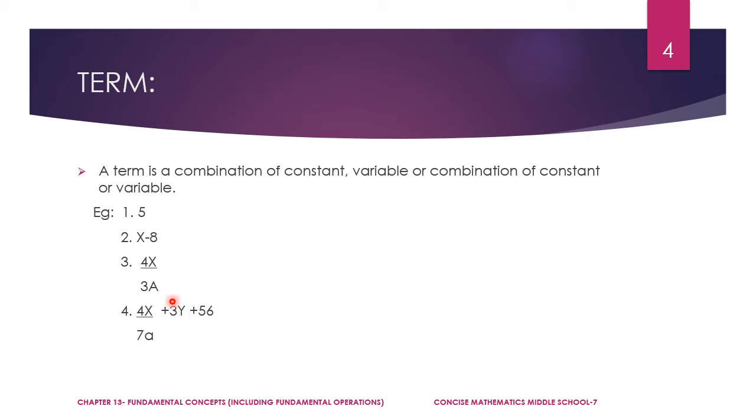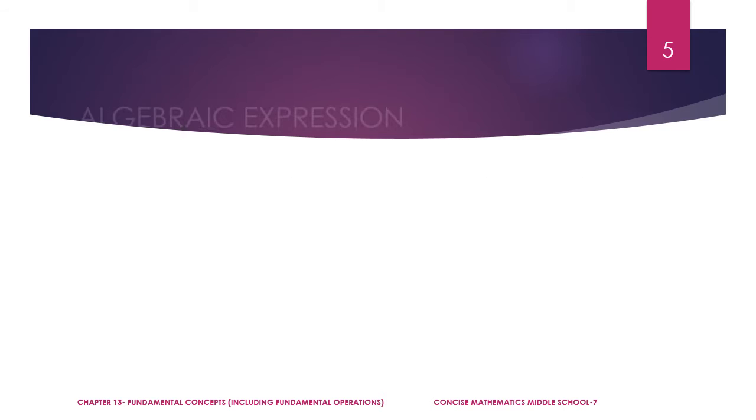But see here, 3y plus 56. This is considered two terms. 3y is one term and 56 is another term because it is separated with a plus sign. Here it is separated with a minus sign, so it is also considered two terms. x is one term, minus 8 is another term. I hope it's very clear.